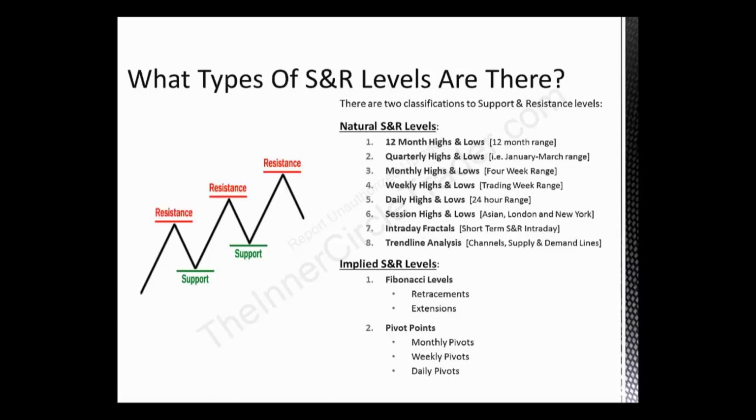You have monthly highs and lows as well, which is basically the 4-week range, the highest high and lowest low in those 4 weeks. Basically, if you just look at your trading platform, just mark out the previous month's high and low, boom, you got it. You have weekly highs and lows, the previous week's high and low, and I like to look at at least 2 or 3 weeks' worth.